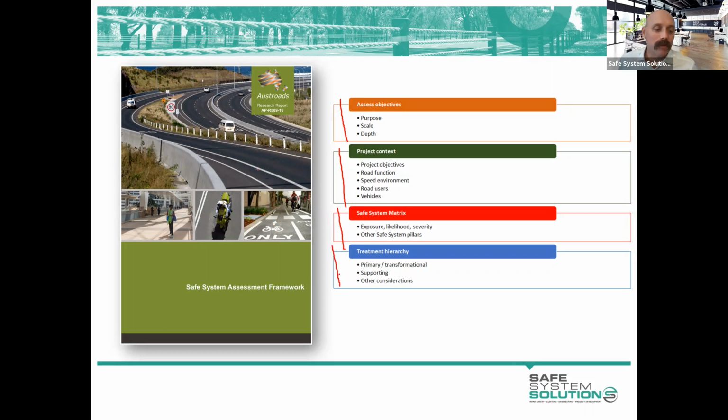And then you come up with some treatments, some things that you suggest to improve alignment with safe system principles. And we do some categorizing of those. So it's all documented in this document. And of course, the document is free to download from Austroads' website. But to make your life even easier, we've popped it onto your memory stick, and we've popped it into Schoology. So it's in the resources, and you can happily grab it, download it, and have a look at it.